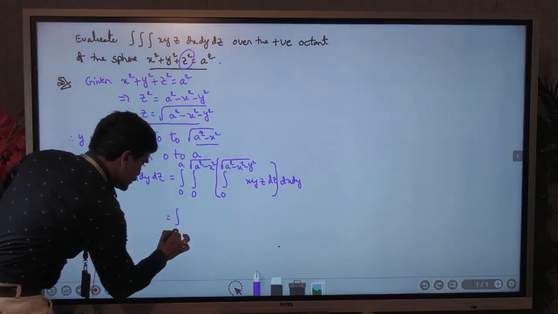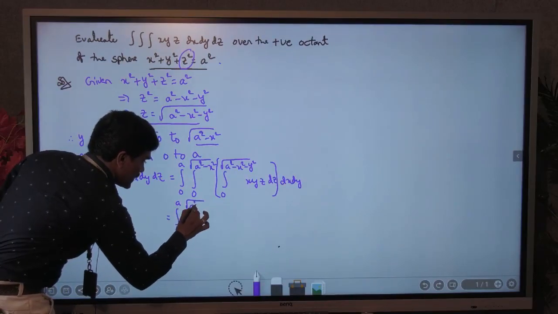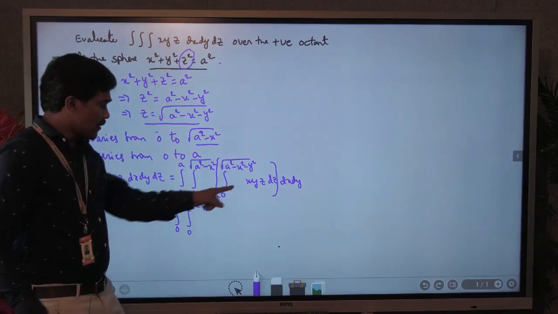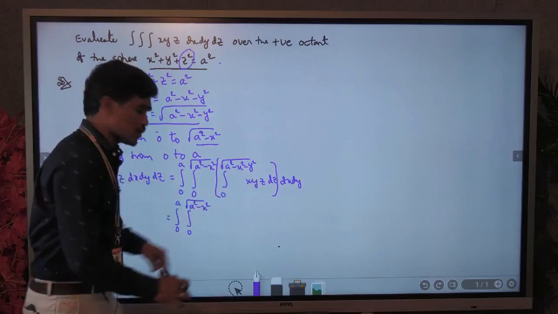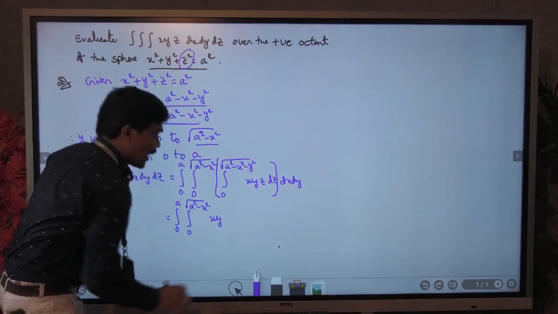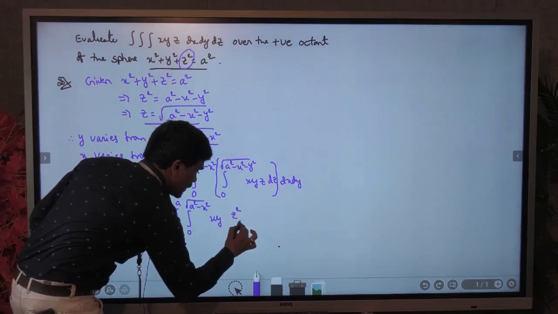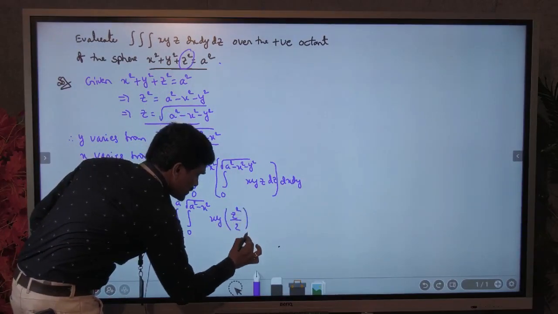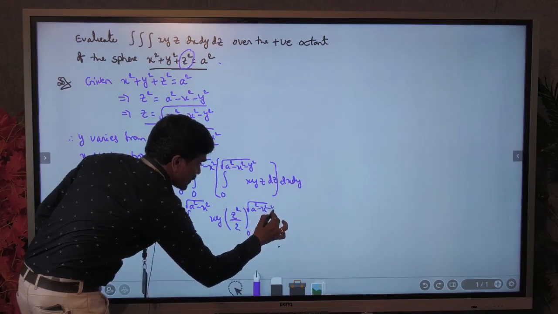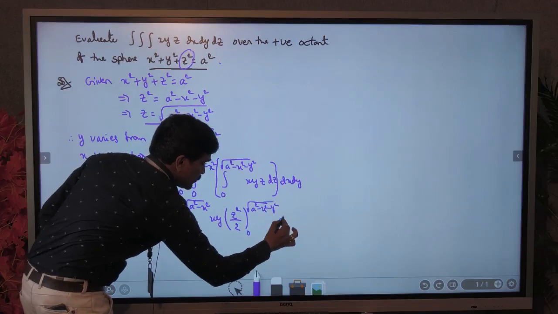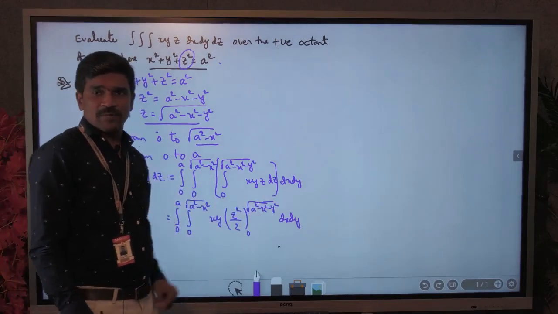So integration with respect to z: the integral from 0 to a, the integral from 0 to square root of a square minus x square. Now the function is x y z, so with respect to z, x y is constant. The integral of z is z square by 2. Then write the limits 0 to square root of a square minus x square minus y square into dx dy. Now substitute the upper limit minus the lower limit.